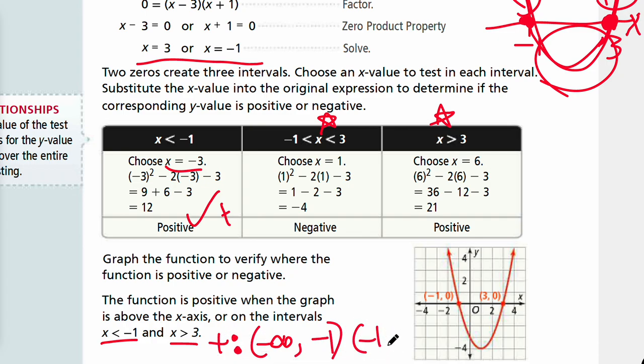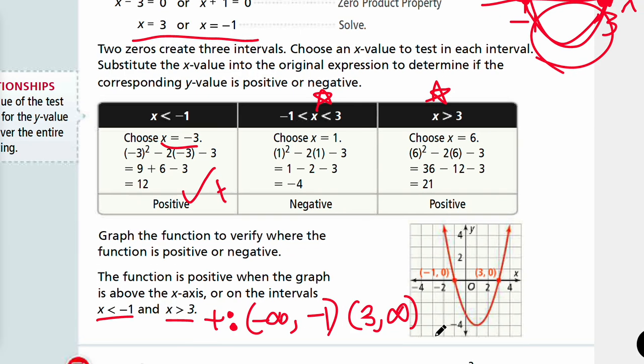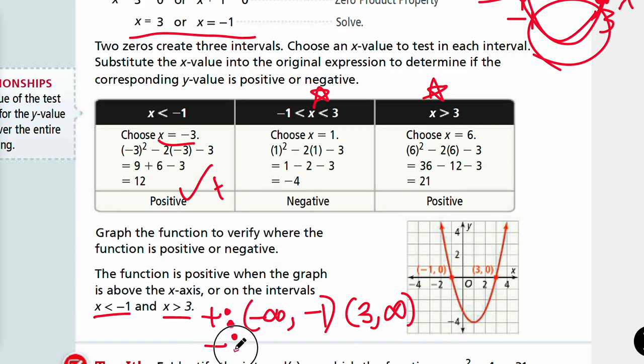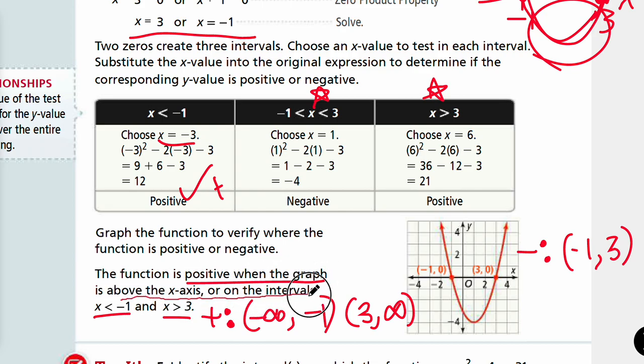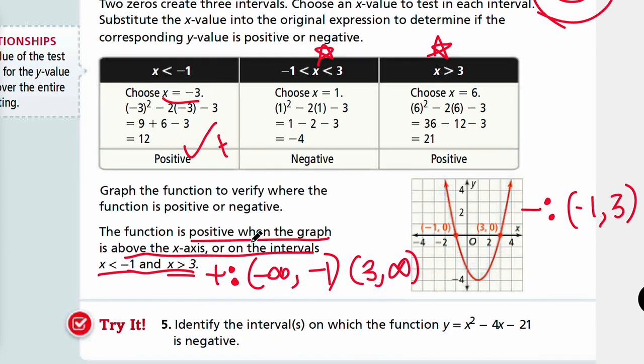And then we can say the graph is positive when it's from negative infinity till -1, and also positive 3 till positive infinity. And then the graph is negative when it's between -1 and 3. Okay, so it may be easier to write it in interval notation, but you can also say and explain it's positive when the graph is above the x-axis, or in the intervals x less than -1 and x greater than 3.